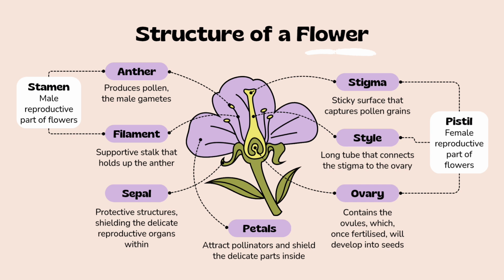Style: long tube that connects the stigma to the ovary. Ovary contains the ovules, which once fertilized will develop into seeds. Pistil: female reproductive parts of flowers.